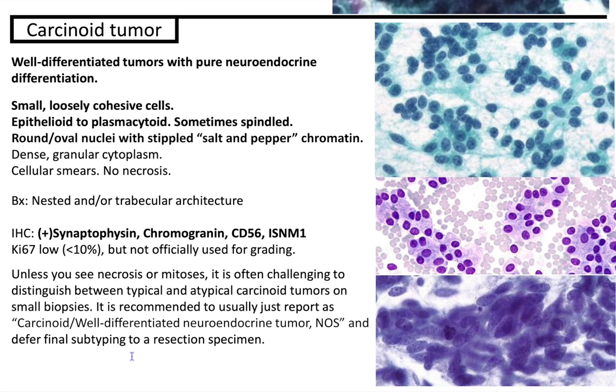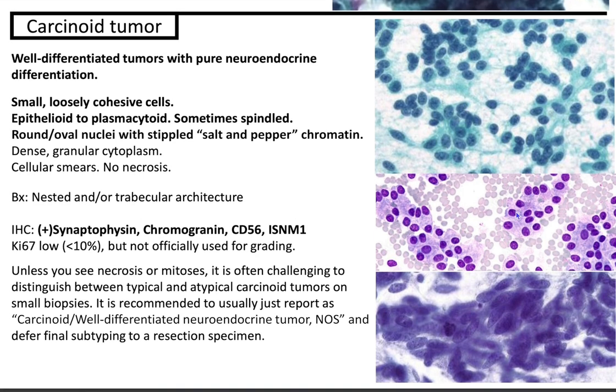Carcinoid tumor, this is a well-differentiated tumor with pure neuroendocrine differentiation. On cytology, you'll see small, loosely cohesive cells that can be epithelioid to plasmacytoid and sometimes spindled. If you look closer, especially on the PAP where you can see nuclear features better, you'll have these round oval nuclei with stippled salt and pepper chromatin. They'll have this dense granular cytoplasm, and it'll be a cellular smear, oftentimes with no necrosis.